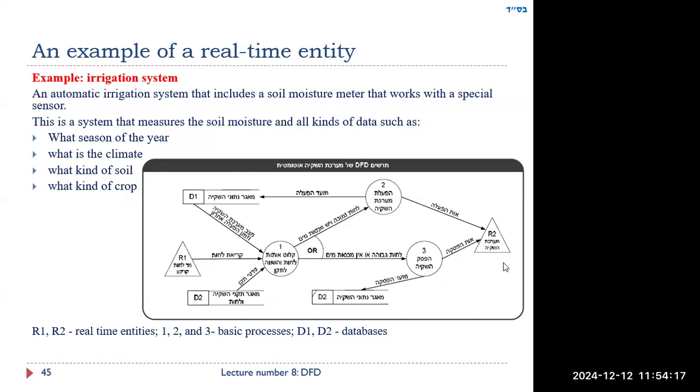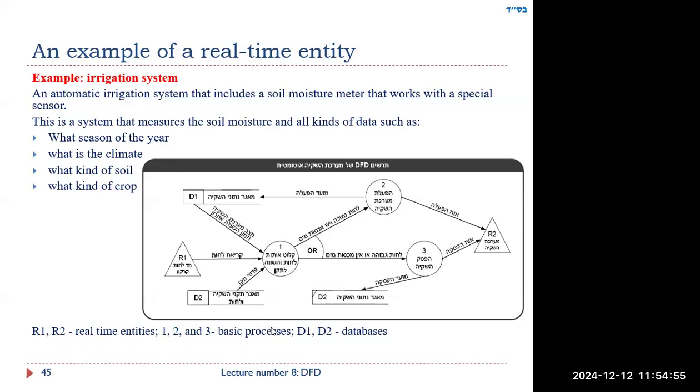And what does it say inside there? It says, oh yeah, watering system. This is like a kind of real-time system for watering the ground. Here is going to be some kind of sensor that tells you if the ground is dry. And this is going to be a real-time system which tells the sprinklers to water for 15 minutes or every 18 minutes. This is an irrigation system, an automatic irrigation system. It's going to test the temperature, the moisture in the water. It's going to say what season of the year is it, what is the climate, what kind of soil, what kind of crop. So R1 and R2 are real-time entities.